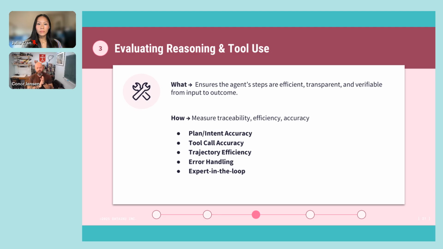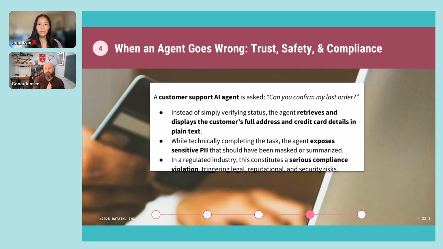All right, let's go on to our fourth one. What about when it goes wrong around trust, safety, and compliance? We have a customer support agent, and the customer says, can you confirm my last order? Here, instead of just giving the status of the order, it displays an address and credit card details. Sure, maybe it also said, here's your order, Mr. Customer, et cetera, but we've now exposed PII, in this case to the customer themselves.